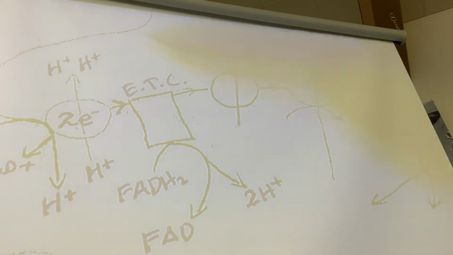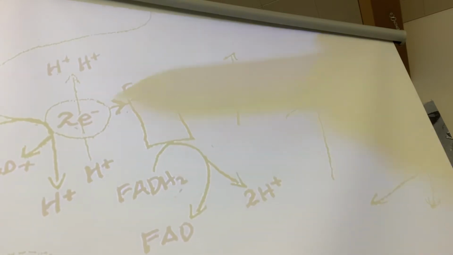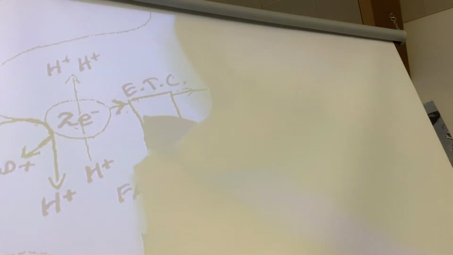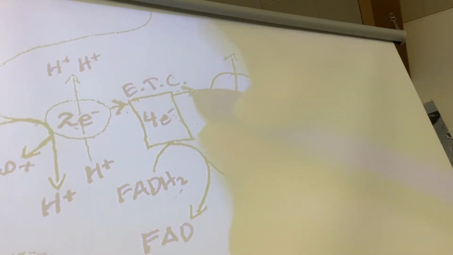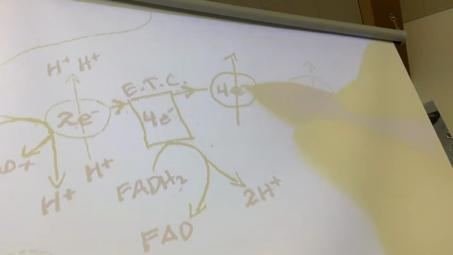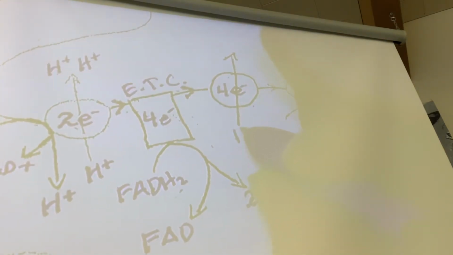Alright, so now, since I have 2 electrons coming from here, and 2 electrons coming into here, how many electrons are in this protein now? 4. So 4 electrons are now going to travel down my electron transport chain to this next protein. So I've got 4 electrons coming into this proton pump. I'm going to take protons from inside the matrix and move them across. Since I have 4 electrons, how many protons do I get to move? 4. Alright, so I'm going to draw them in.